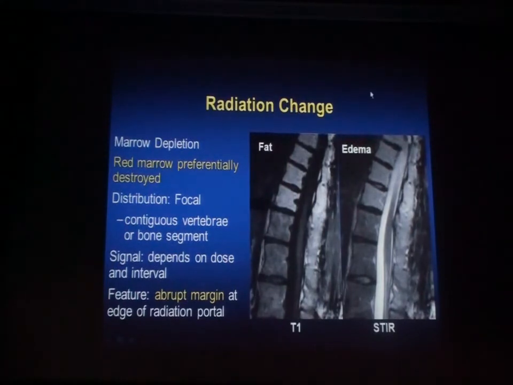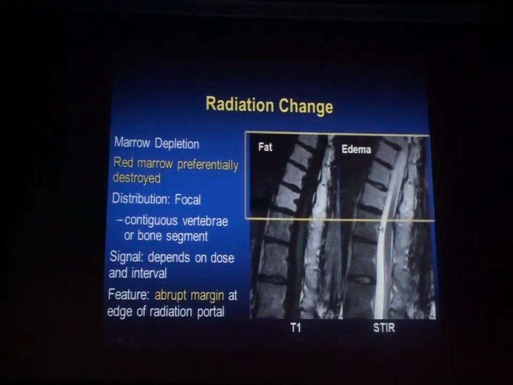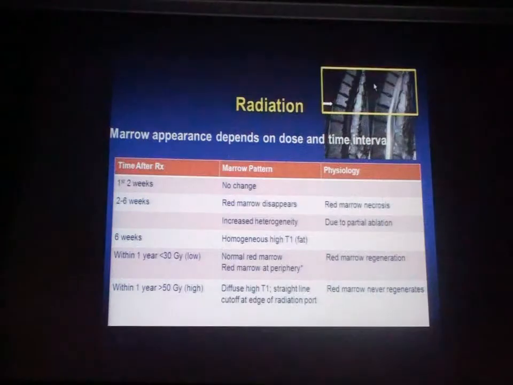If you're involved in an institution that treats cancer patients, you're probably looking at patients who have post-radiation changes. And when marrow is treated with radiation, the red marrow is preferentially destroyed. This is a process with a relatively focal distribution, contiguous vertebrae or segment of the bone. The actual signal is going to depend on the dose of radiation and the time since the radiation, but one of the characteristic features is this abrupt margin, an abrupt cutoff right at the edge of the radiation portal. So here, this marrow was treated with radiation and has lost the red marrow. We only see fatty marrow, and we see some edema in those vertebral bodies because it's still relatively recent.